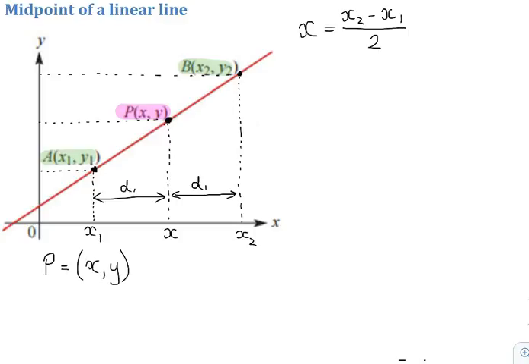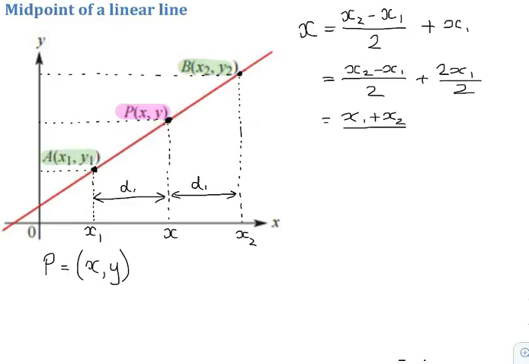Now that's not the value for x, that's how far past x1 we have to go to get x. So what we need to do is add to this x1. We now need to simplify this equation, and we can do this by turning that x1 into a fraction with a denominator of 2. When we have a denominator of 2, we can add our numerators, which allows us to simplify this down to x1 plus x2 divided by 2. So the x portion of the coordinate is given by that.